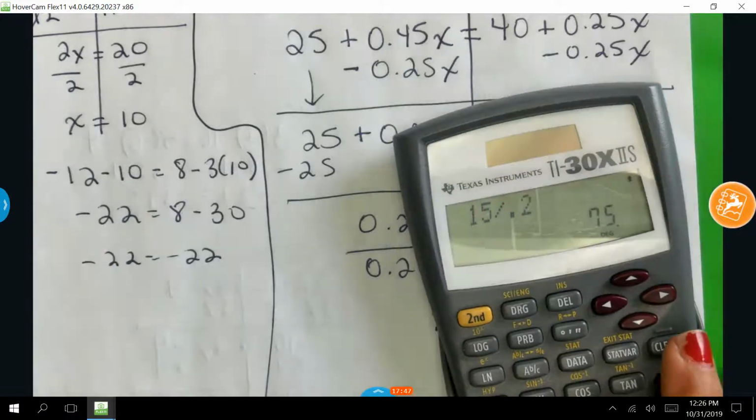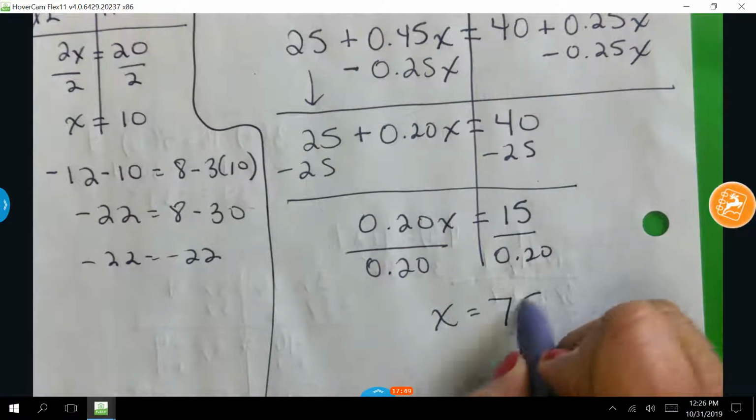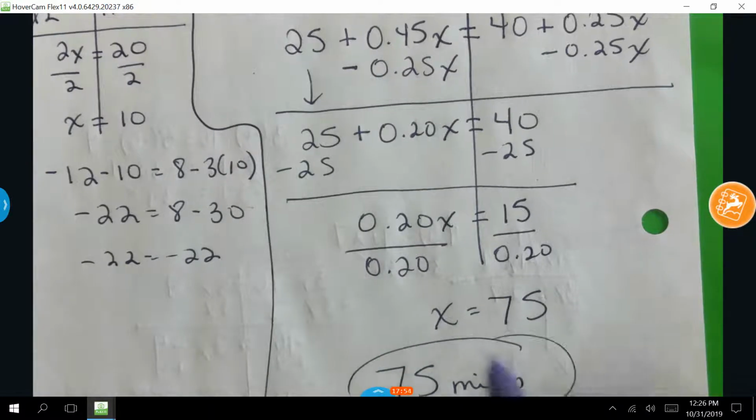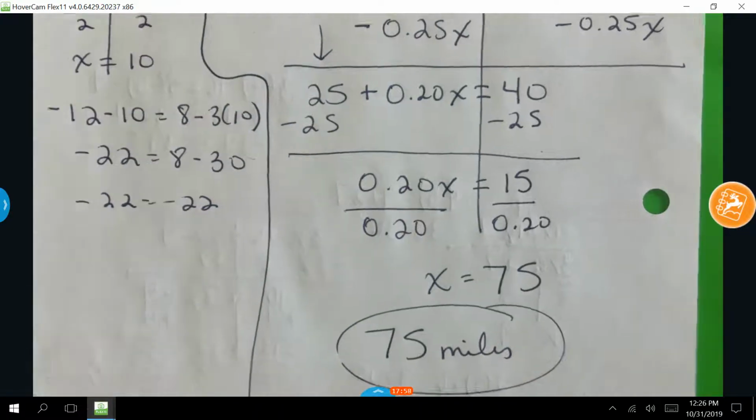You can't really see that. To get 75. So you'd have to drive 75 miles per day, or in one day, to make them equal the same thing.